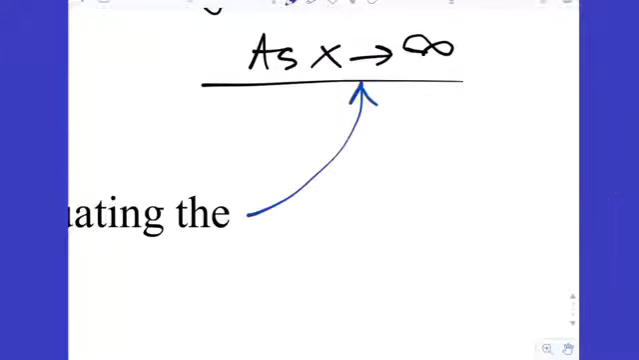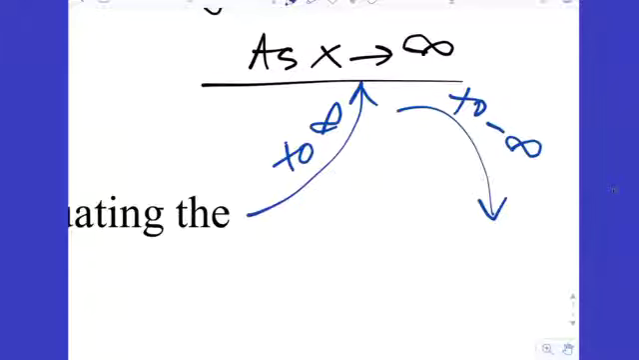Like x squared, the y values can also go to infinity. The graph can go up forever, or they can go down forever to negative infinity. So those are two options. That's like x squared and negative x squared.